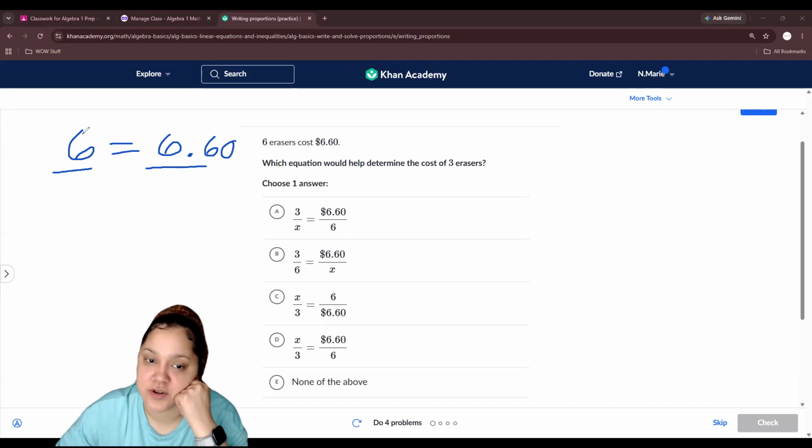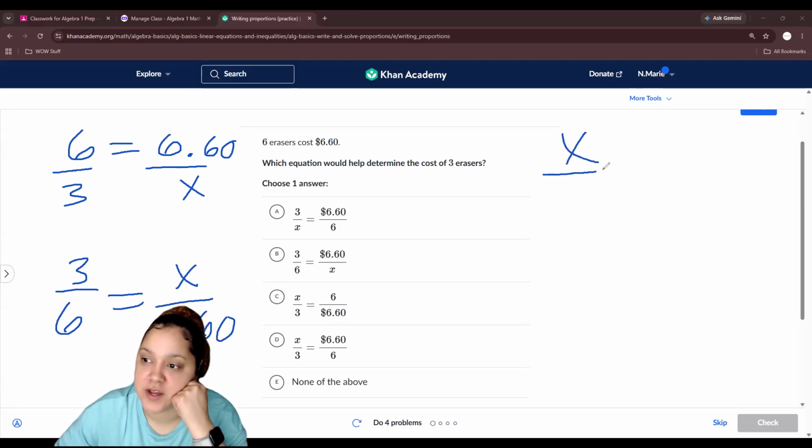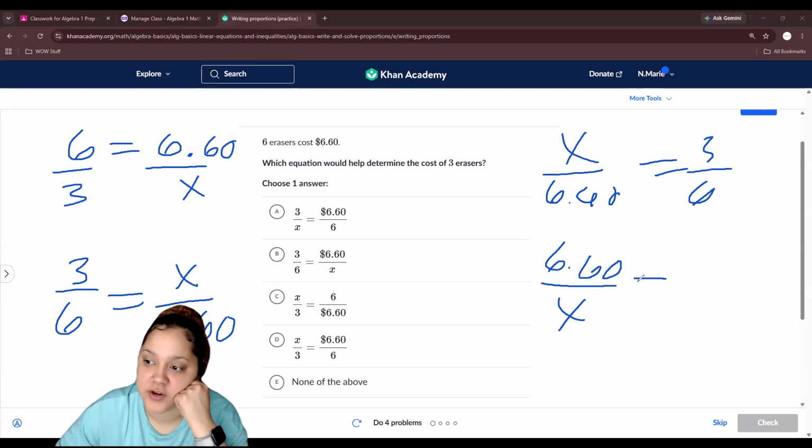Okay, so if erasers are on this side, then make sure you put erasers on one side, cost on the other. Or you can do this reverse. You can do 3/6 equals x over 660. Or you can put this on the other side. Cost is over here, erasers over here. Or you can flip that. Cost is still over here. Just make sure the 660 goes with the 6 and this goes with the 3.